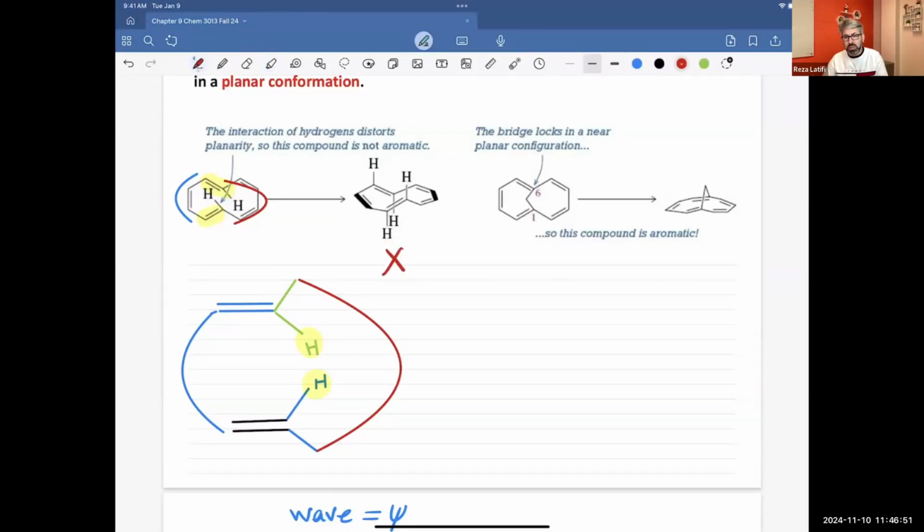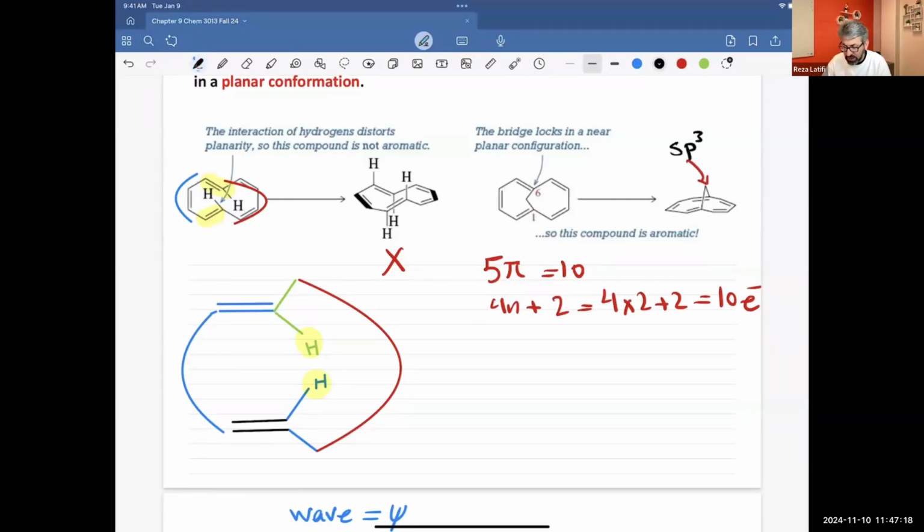But how about the next one? Next one, if you look at the pi bonds, we have 5 of them. So 5 pi bonds means 10 electrons for 4n plus 2. And in this case, n is going to be 2. And that's going to give you 10 electrons. So is it aromatic based on the number of electrons? Yes. Now, but we do have one carbon atom that has sp3 hybridization. That's not flat. This one is tetrahedral.